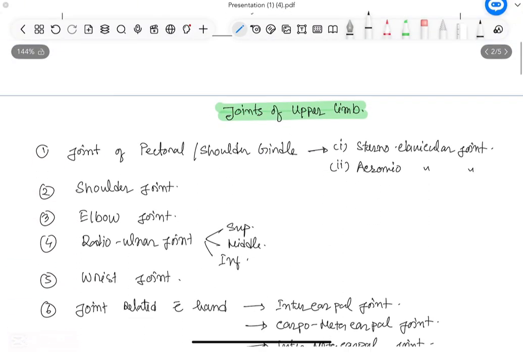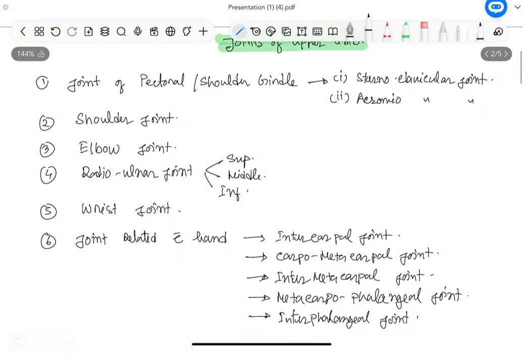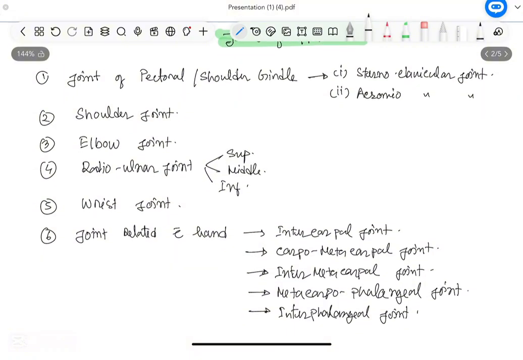So let's start. Now on screen you can see there are different joints of the upper limb. First let's start with the joints related with the shoulder girdle, or we can say pectoral girdle. There are two joints, the sternoclavicular joint and the acromioclavicular joint. After that the shoulder joint is there, the elbow joint is there, the radioulnar joint is there.